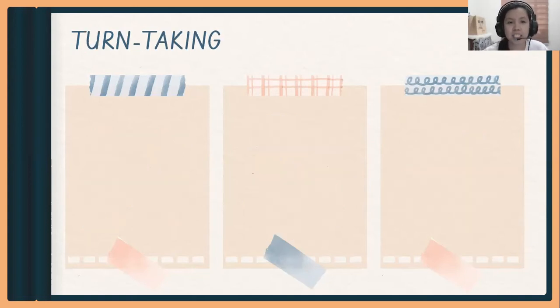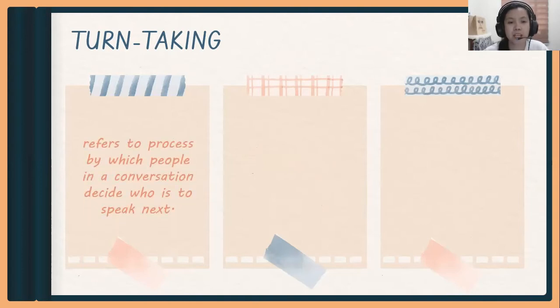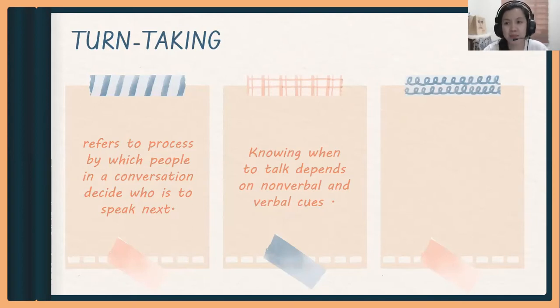The third strategy is turn taking. This refers to process by which people in a conversation decide who is to speak next. Knowing when to talk depends on nonverbal and verbal cues. This signal the next speaker that the previous speaker has finished the topic or the discussion has been exhausted and a new topic may be introduced. At the same time, this also means that others should be given opportunity to take turn.